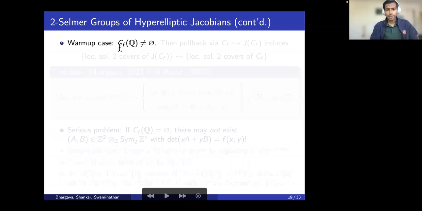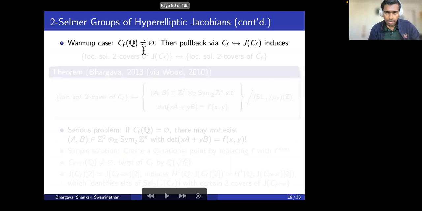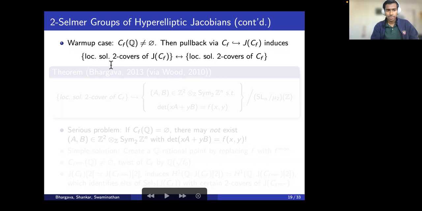So to warm up, let's consider the case where we're working with families of hyperelliptic curves that have rational points, say a family of curves with a marked point. So in that case, the curve CF will embed into its Jacobian via the Abel-Jacobi map, and pullback via this map induces a bijection between locally soluble two covers of J of CF and locally soluble two covers of CF. So if you want to count the two-Selmer group of J of CF, you can just count these locally soluble two covers of CF.